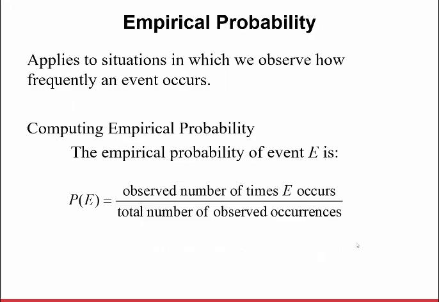Okay. So let's talk about empirical probabilities now. This applies to situations in which we observe how frequently an event occurs. Computing empirical probability is very much the same. You just take the observed number of times E occurs and divide it by the total number of observed occurrences.